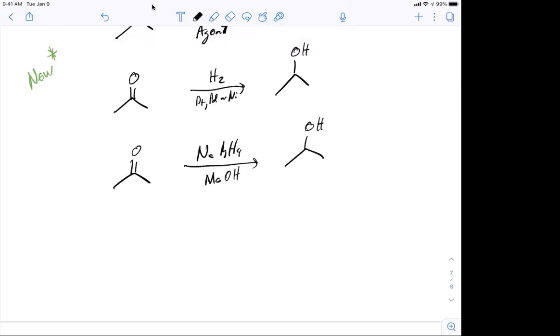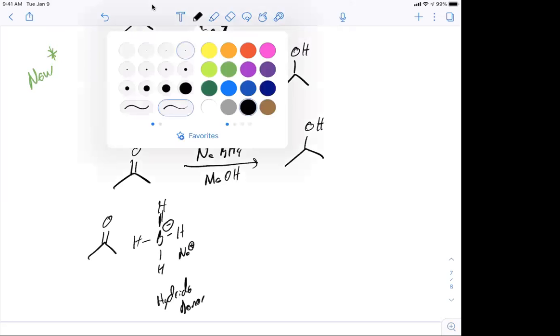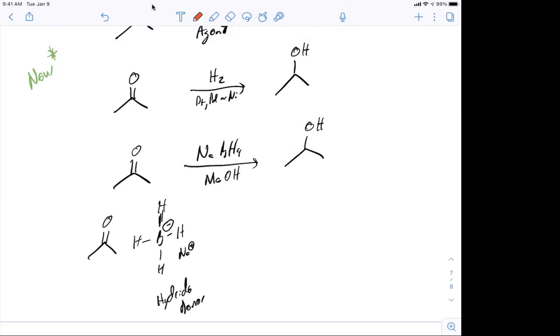The mechanism is very similar to reduction of a pi bond in an alkene. Here, what we have is the BH4, which is what we refer to as a hydride donor. And we've seen it in the second step of oxymercuration, demercuration. In this case, the mechanism is well known.